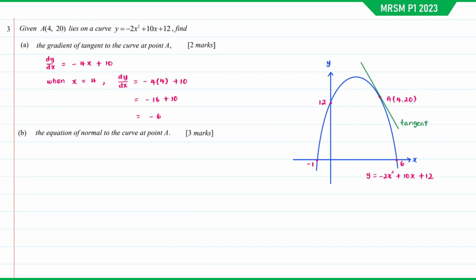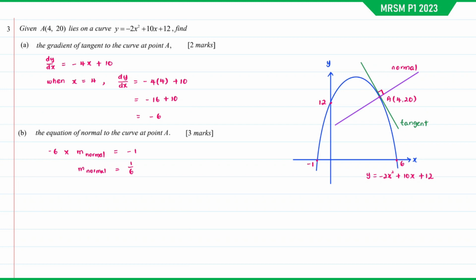Question B. Find the equation of the normal to the curve at point A. So this purple straight line here will be the normal to the curve at point A. The normal is perpendicular to the tangent. So when we take the gradient of the tangent, which is negative 6, and multiply it with the gradient of the normal, it will give us the answer of negative 1. Therefore, the gradient of the normal will be 1 over 6.